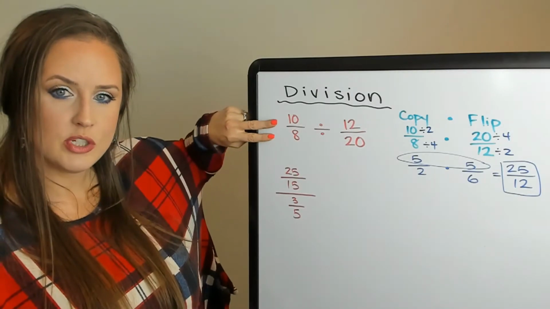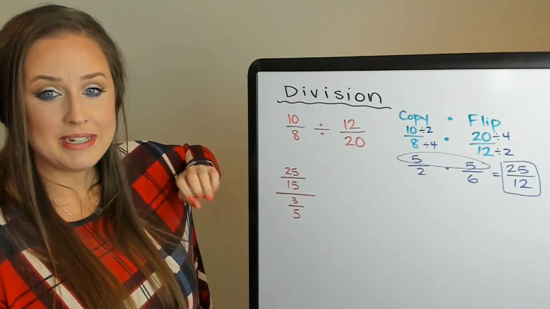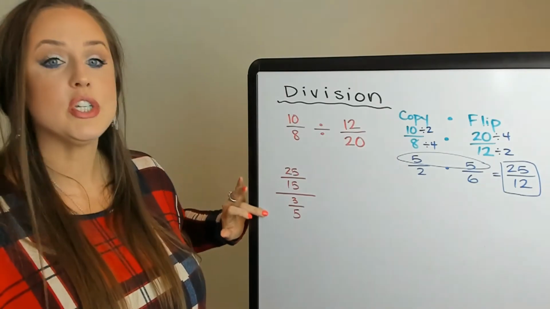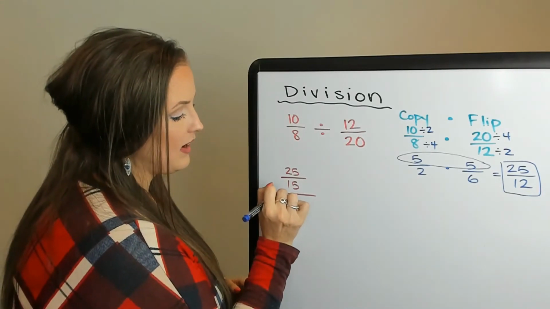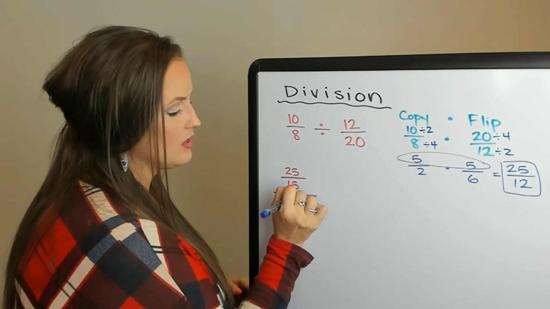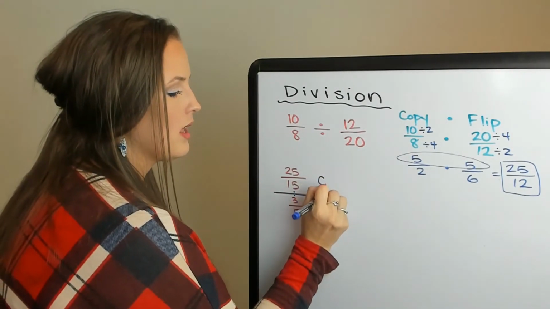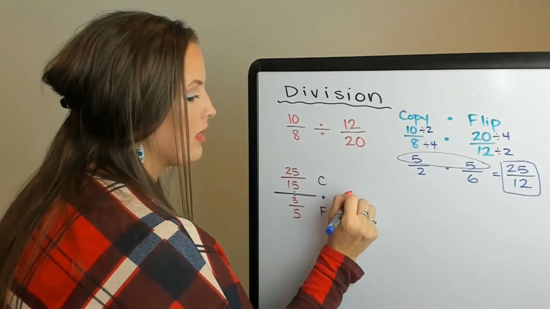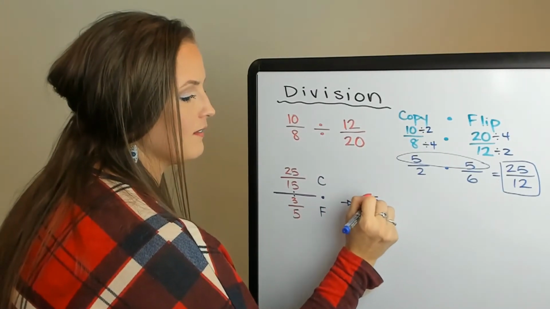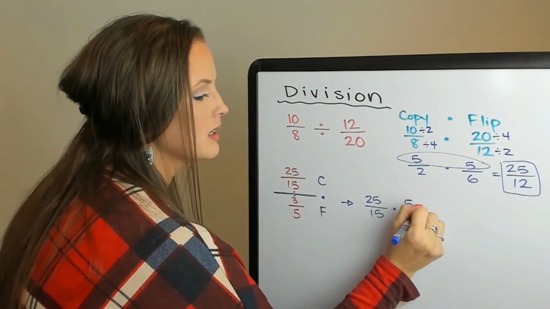Fractions are only supposed to have 2 levels. This one has 4 levels. Fractions are only ever meant to have 2 levels. So if it's way too tall, the fraction's just way tall, it is meaning that we're dividing these fractions. So that's basically our division bar right there. So we're going to copy this one, dot, flip that one. So that's going to become copy 25/15, dot flip 5/3.